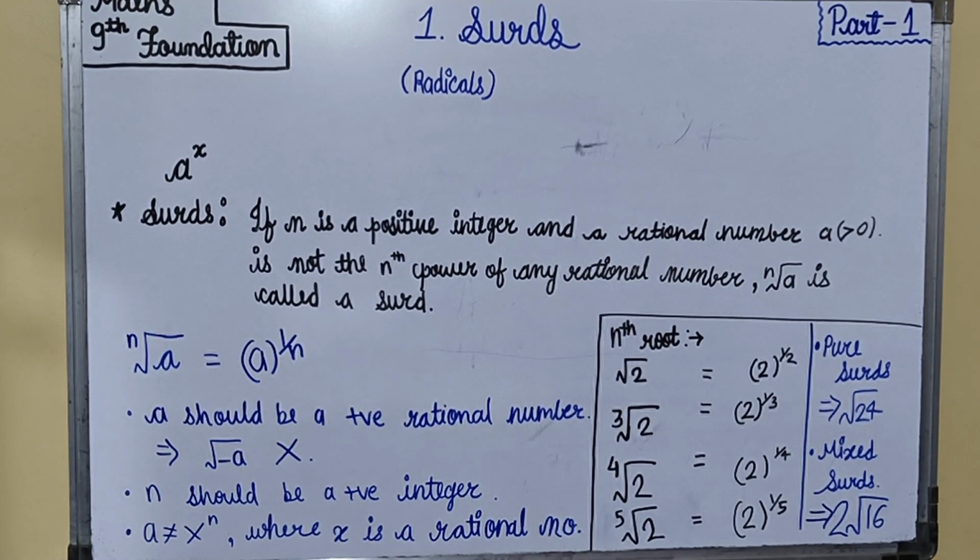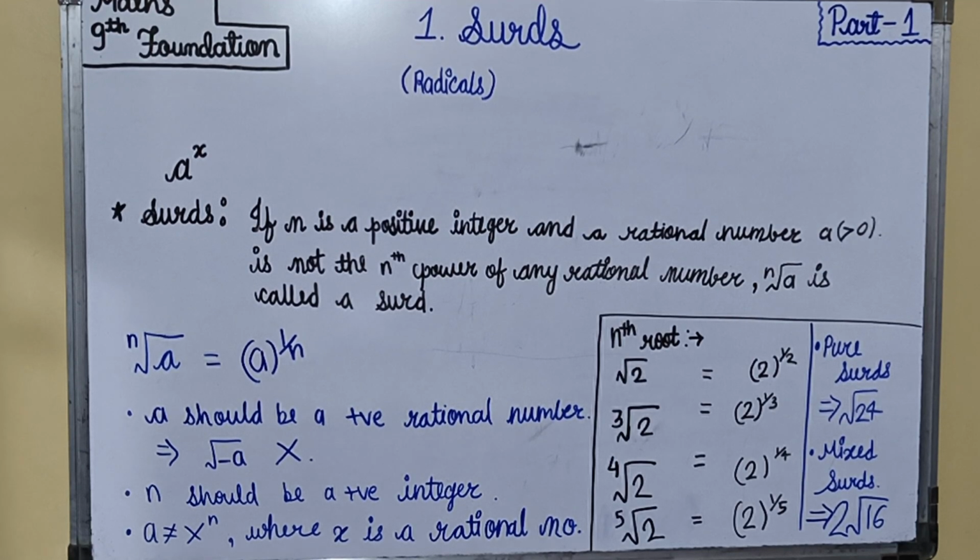Then there are laws of radicals, which are too easy, just similar to the laws of exponents. First one is, if the order of a radical is n, the nth power of the radical is equal to its radicand. Nth root of a whole raised to n is equal to a, that is a raised to 1 by n whole raised to n is equal to a. Like this.